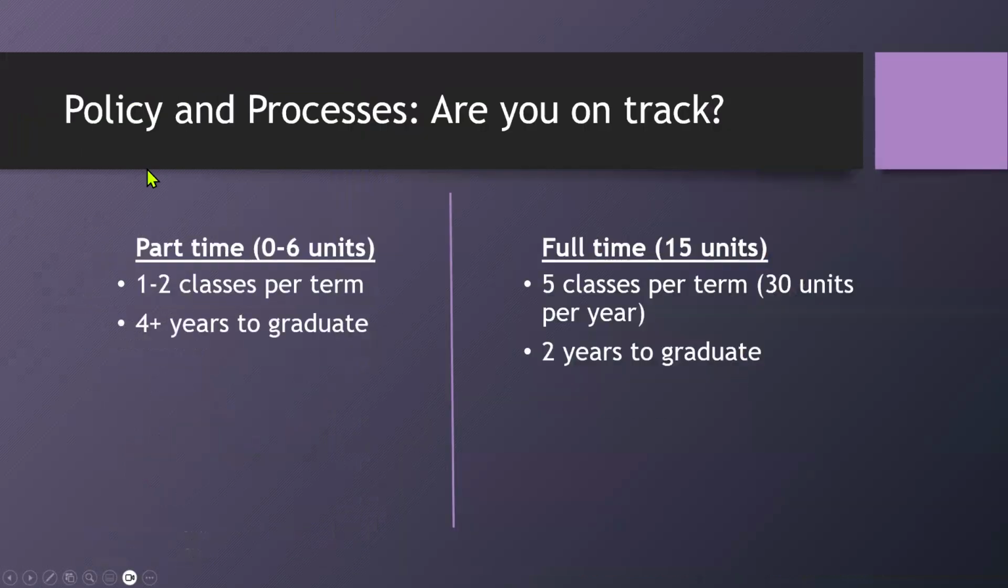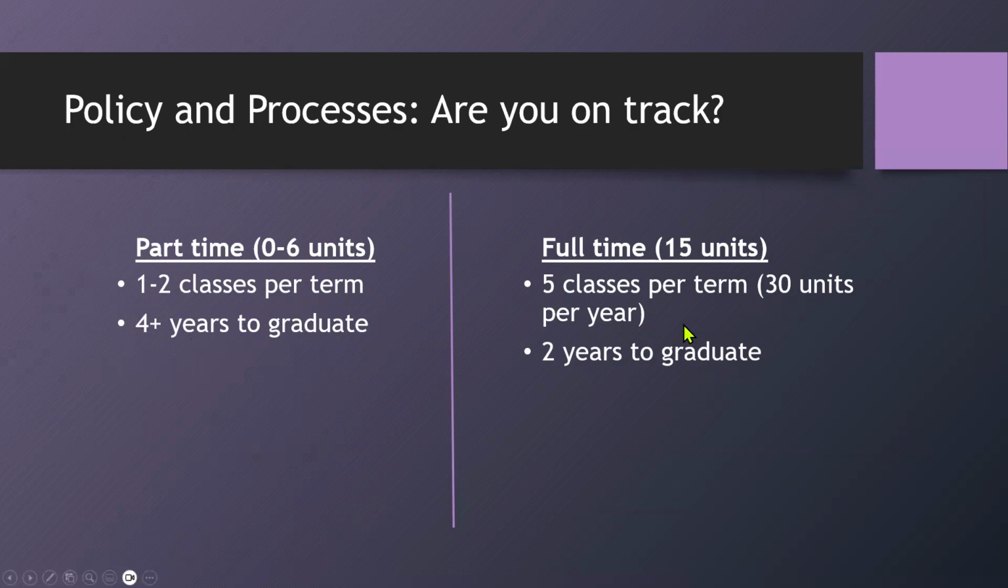All right, up next, policies and processes. Are you on track? Of course, it's obvious that if you are coming part-time, it is going to take you longer to graduate, because you're only taking 1 or 2 classes per term. Typically, if you're only coming part-time, it's probably going to take you 4 or more years to graduate. You can try to shorten that time by taking advantage of courses in the summer. If you could take courses in the summer, we recommend that. That's going to help you graduate a little bit quicker.